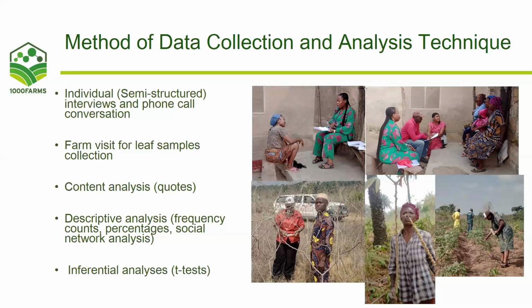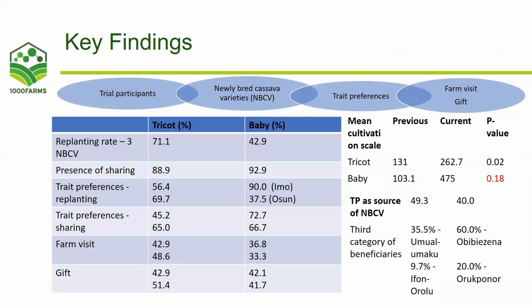Also, we looked at inferential analysis, a t-test, to show the difference in the use of those trials among the participants. So the key findings from these studies is that trial participants are not only replanting these cassava varieties, but they are also sharing them with others, not just within the state, but also outside the states and outside their communities.